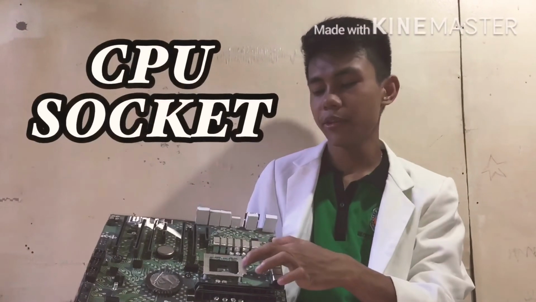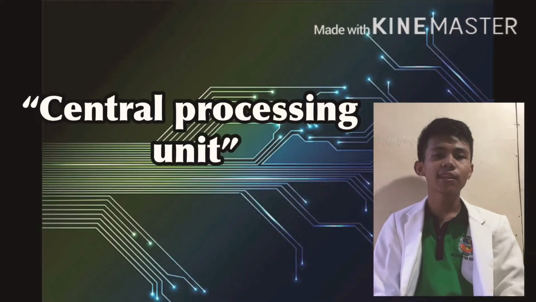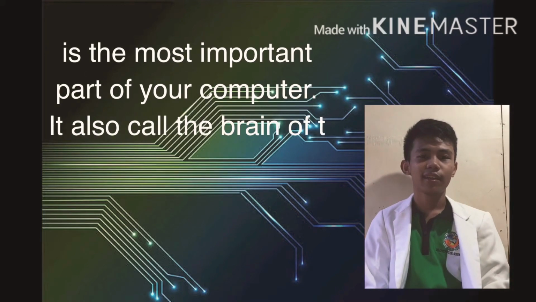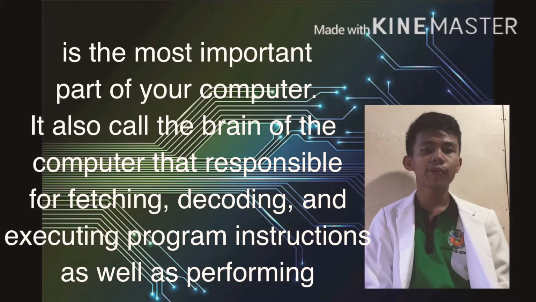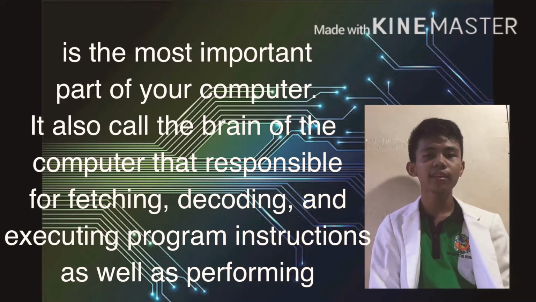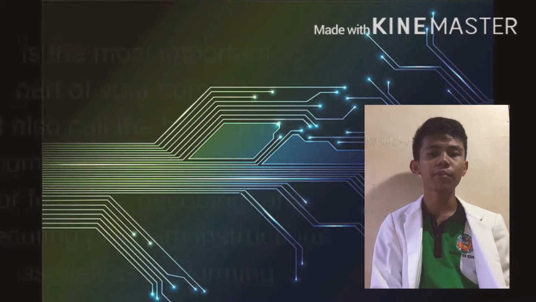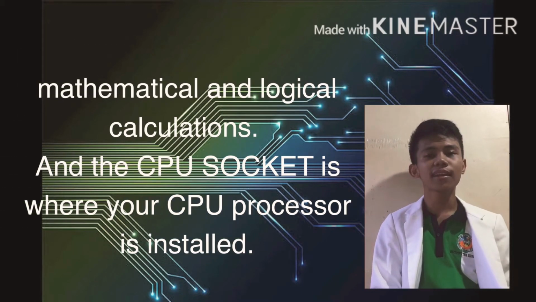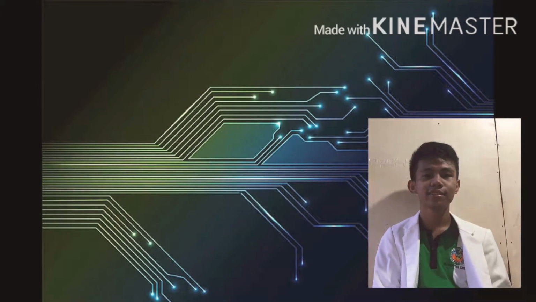First is the CPU socket. The CPU, or central processing unit, is the most important part of your computer. It's also the brain of the computer. It is responsible for fetching, decoding, and executing program instructions, as well as performing mathematical and logical calculations. And the CPU socket is where your CPU or processor is installed.